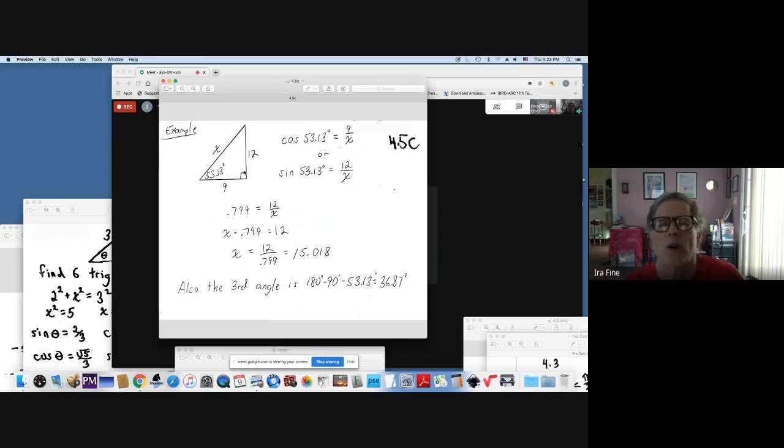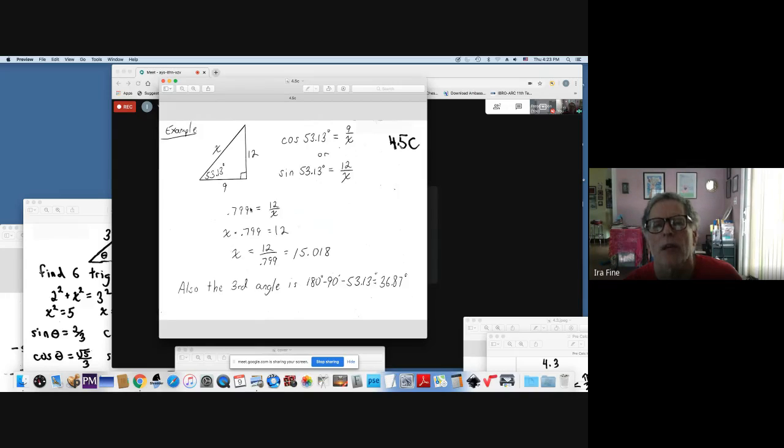Suppose you wanted to use trig here. You could do it one of two ways. You could say the cosine of 53.13 equals the adjacent over the hypotenuse, equals 9 over x. Or you could say that the sine of 53.13, which is the opposite over the hypotenuse, is 12 over x. So if you wanted to do it using trig, you can really use either way, you'll get the same answer. I think I'm doing it using the sine.